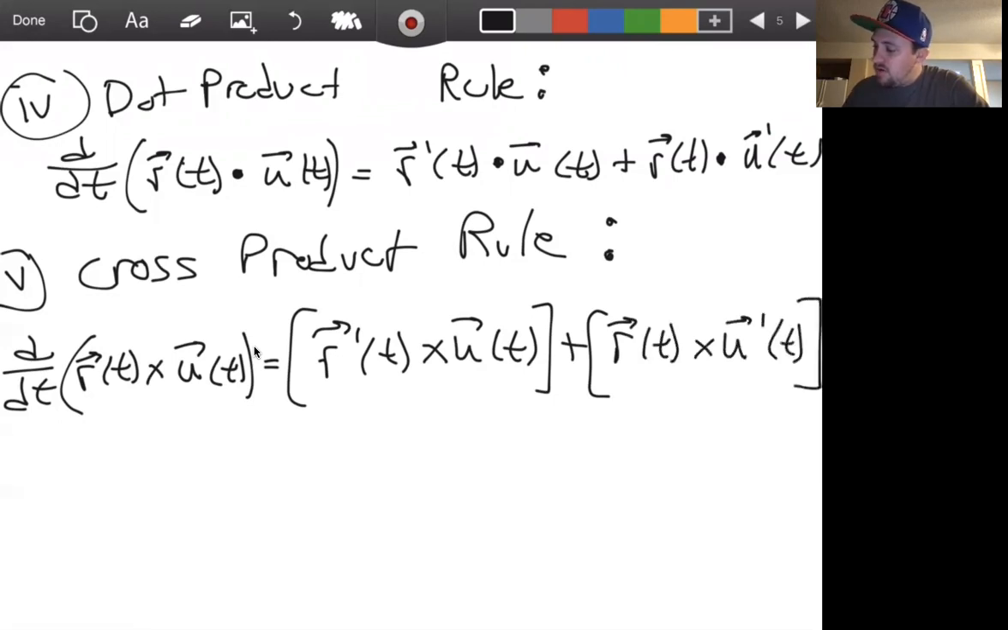And so these are all very similar to the product rule. It's the same flavor, right? Where you take the derivative of one times the other plus the other one times the derivative of the first one, right? So it's a very similar flavor, but we have this for the scalar product, dot product, and cross product.